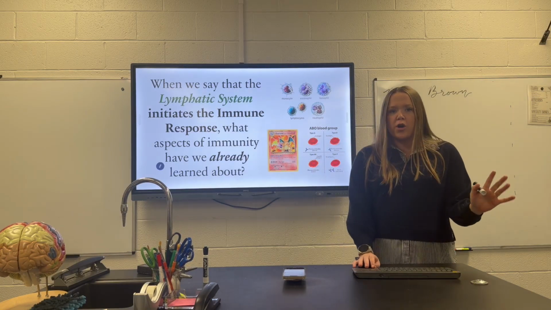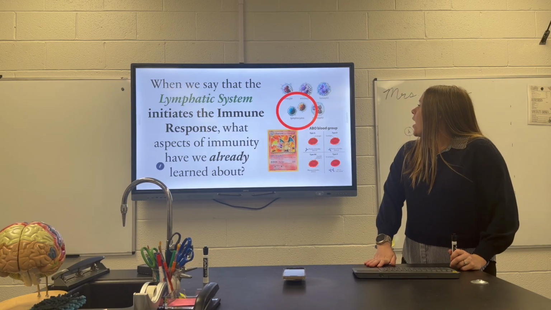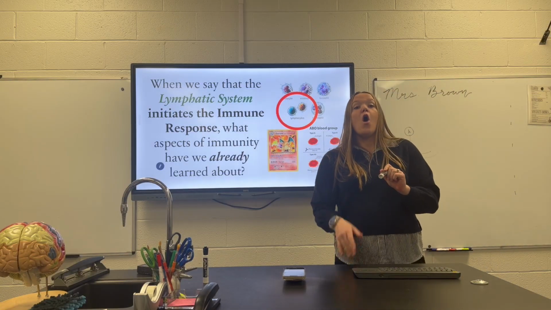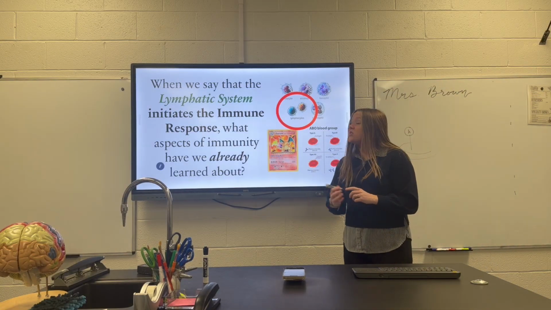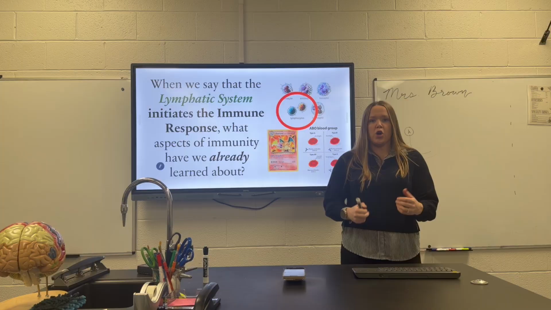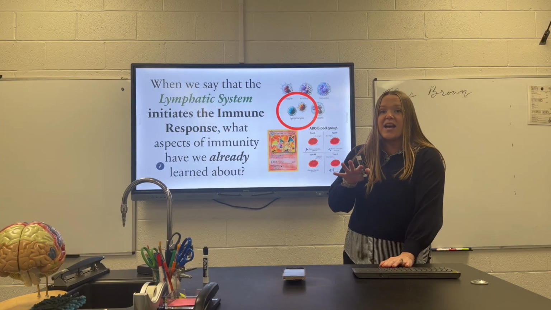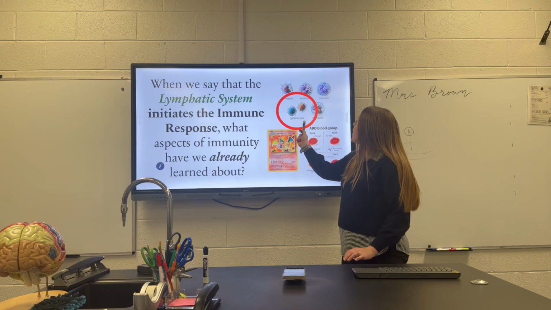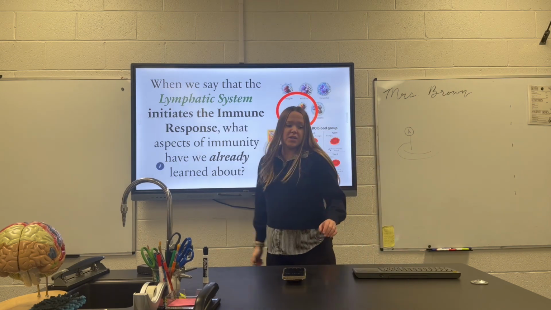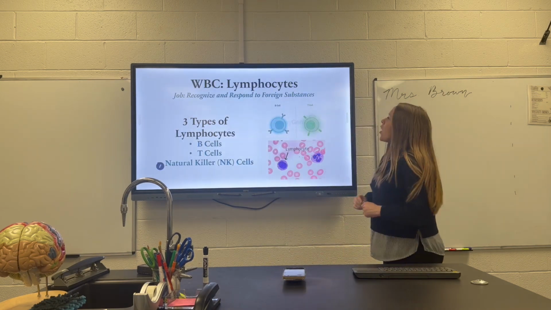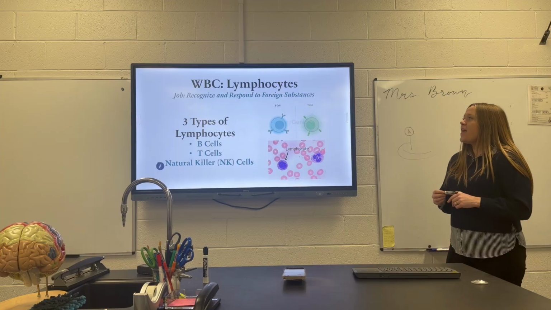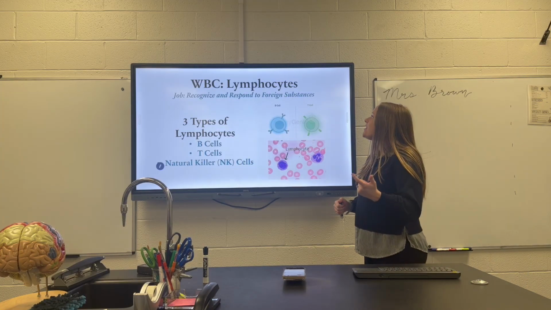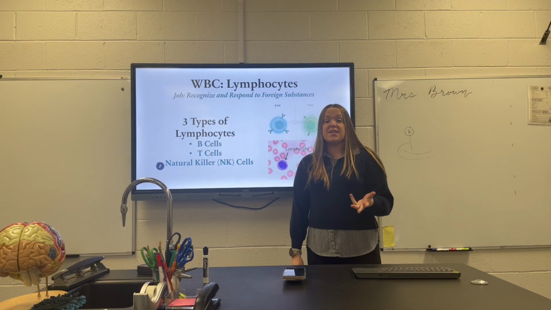So those are things we've already learned about. So we want to hone in today, though, on one specific white blood cell type, which is lymphocytes, which we've already learned about. Because lymphocytes have everything to do with the lymphatic system. They both have that root word lymph. So the white blood cell lymphocyte, its job is to recognize and respond to foreign substances.